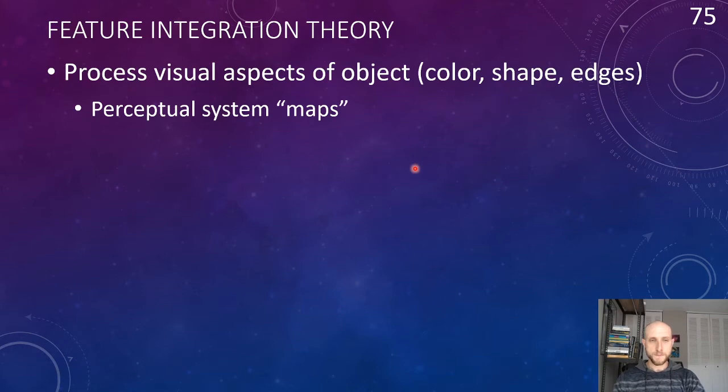So that's what feature integration theory talks about: when we process visual information, we are assembling different maps of those features together. So we have different maps, which in many ways map onto the different neurons that we have that process the different types of information.